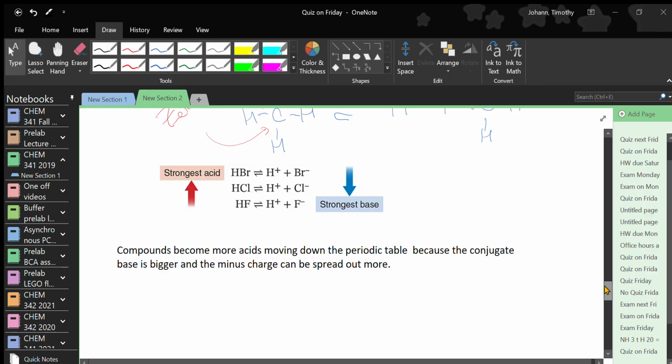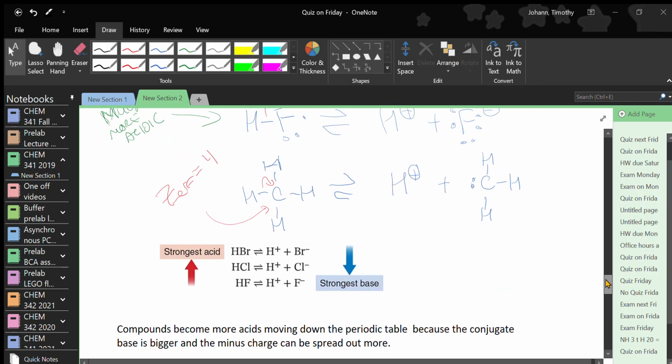But I want you to think not about popping it off, but about the stability of this. This is more stable than this. In fact, it's pulling less because it's farther away, right? But once you make your Br minus, it is more stable because this negative charge can be delocalized around the atom. It's bigger, right?